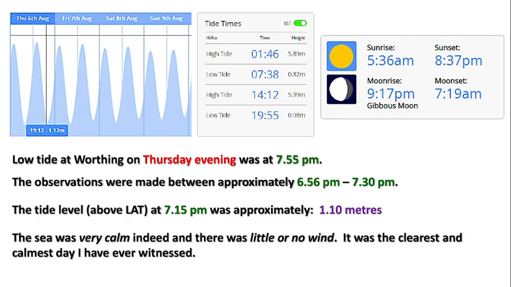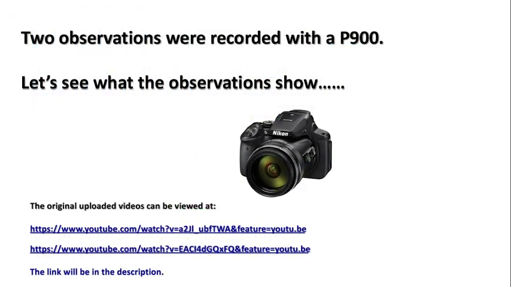The tide level above lowest astronomical tide at 7:15 p.m. was approximately 1.10 meters. The sea was very calm indeed, and there was little or no wind. It was the clearest and calmest day I had ever witnessed. 2 observations were recorded with a P900. Let's see what the observations show. The original uploaded videos can be viewed at these links. The links will be in the description.